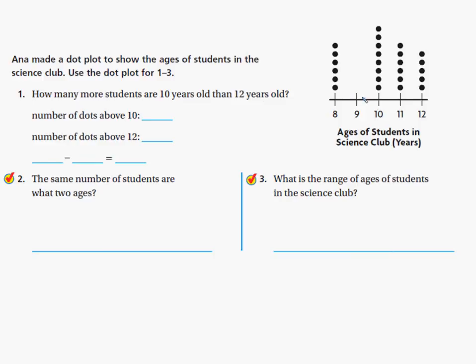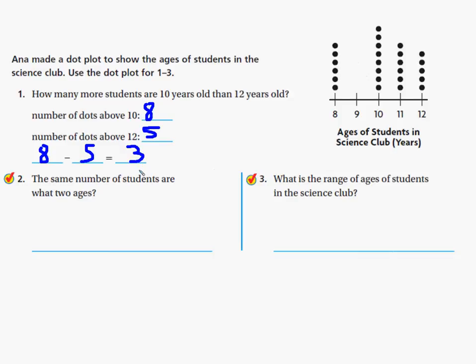So let me count the number of 10-year-olds, first of all, by counting the dots above the number 10. 1, 2, 3, 4, 5, 6, 7, 8. So there are 8 10-year-olds. How many 12-year-olds are there? 1, 2, 3, 4, 5. There are 5 12-year-olds. And so now I'm going to subtract them to figure out how many more 10-year-olds there are. This looks like there's more 5th graders involved in science club than 7th graders because 5th graders are awesome. 8 minus 5 is 3. So there's 3 more 10-year-olds than 12-year-olds.